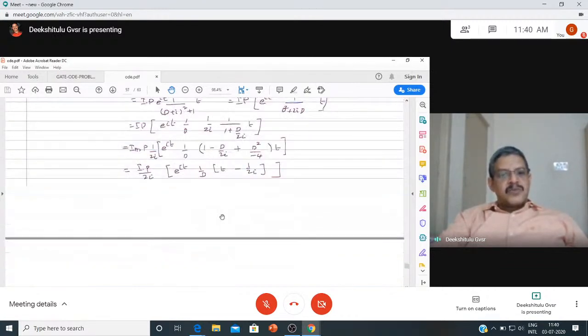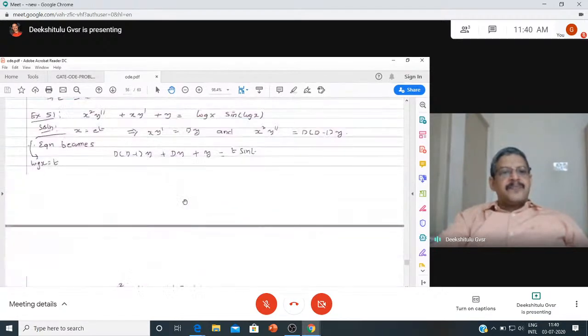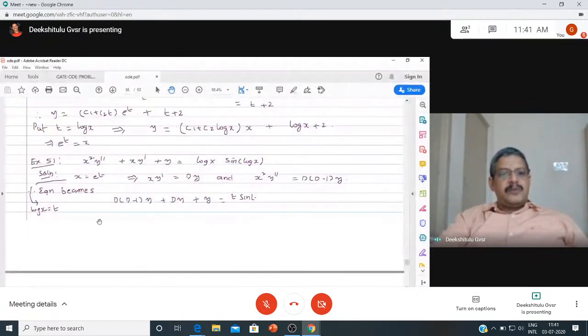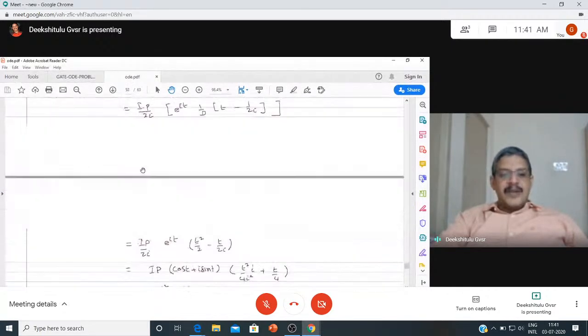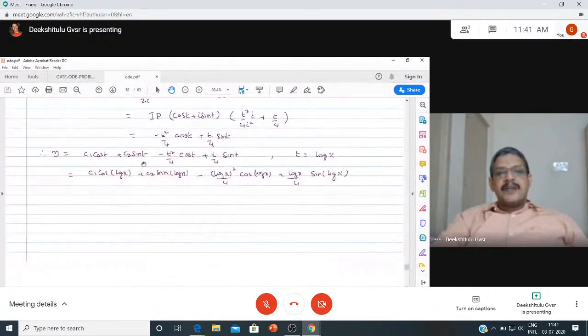The problem is not over. Why? We started the problem in terms of x. We introduced a new variable t by assuming x is equal to e power t. So again we go back to terms of x. What is t? Log x. So c1 cos log x plus c2 sin log x minus log x whole square by 4 cos of log x plus log x by 4 sin of log x. So this is your solution.